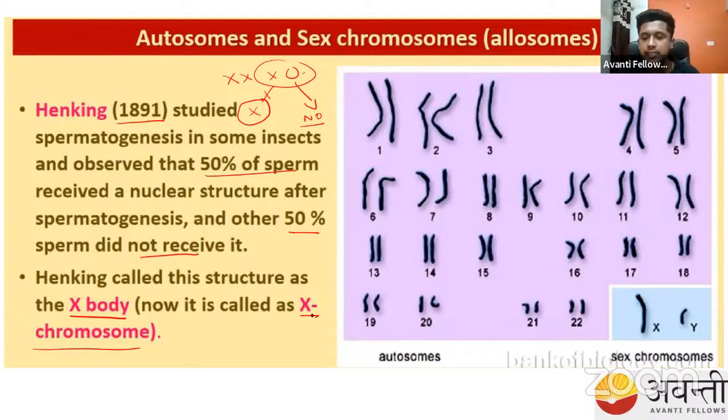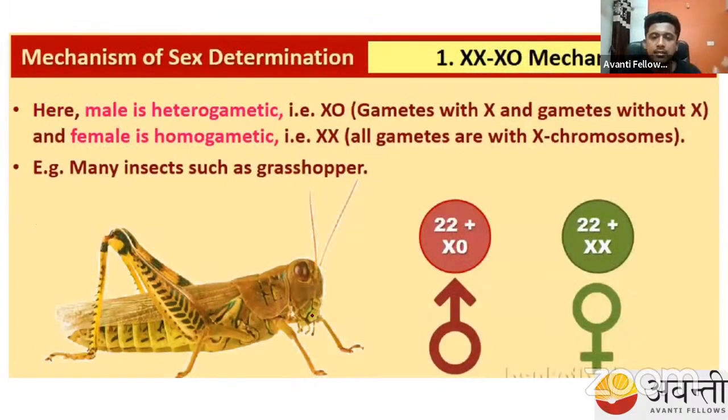Let us see the different bases on which we can determine the sex of an individual. First we talk about XX and XO type sex determination. Before we go into that, we have to understand that females also produce gametes. Let us say the female is XX. Whenever the female produces gametes, all the eggs she produces will have only X.